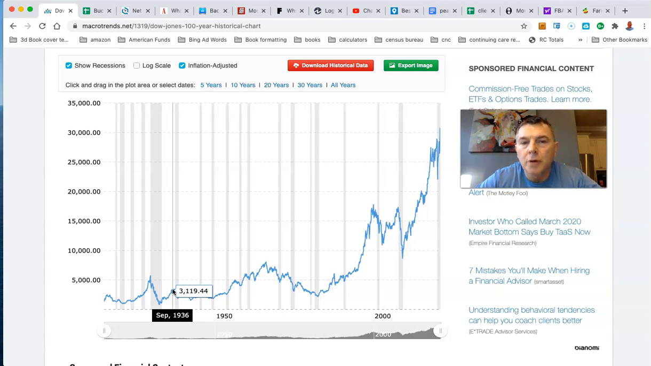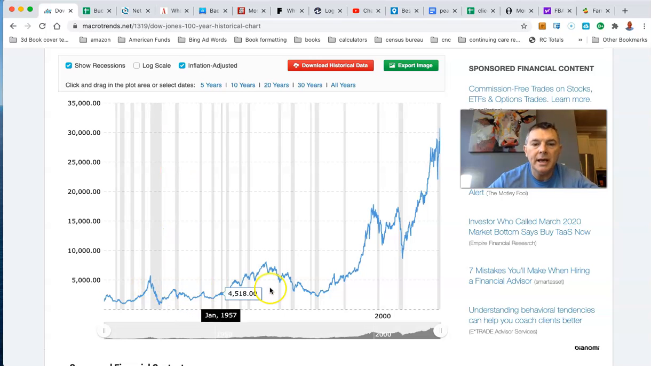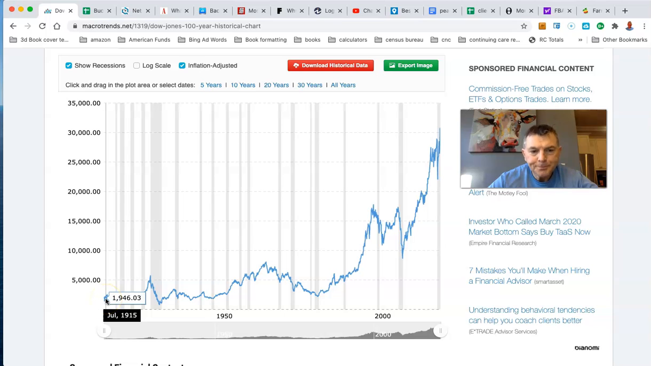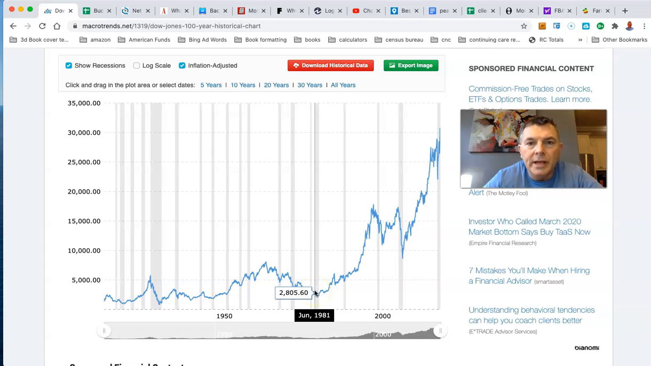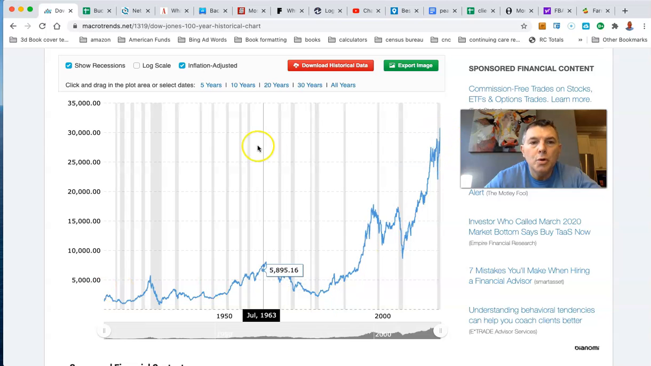If you don't do the log scale, you're like, whoa, man, look at that. I didn't really need to be in the market at all if from July 1915 I only had 1,800, and then July 1981 I only had 2,800. This is not with dividends reinvested, by the way. But still, if I would have missed that, I would have missed this growth, dude. Oh, growth, look at that.